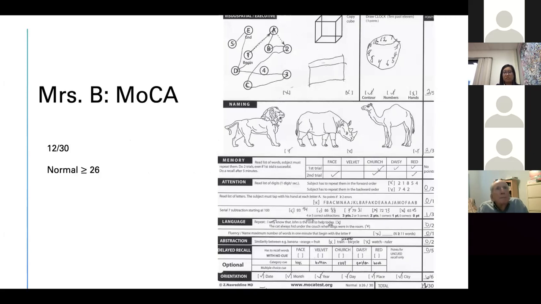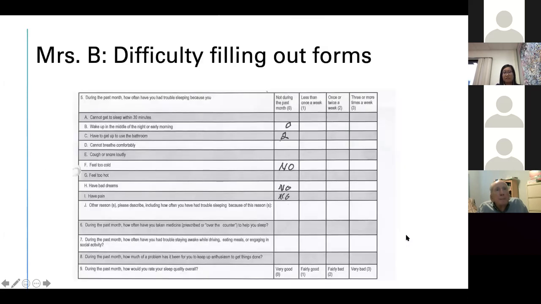She scored 12 out of 30. She really had deficits in all of the domains, particularly executive function, as well as delayed recall. She also had difficulty understanding how to fill out forms properly. For this form, she just needed to indicate a check mark, but she started writing 0, 2, no, no, no. So her understanding of instructions, especially if they were complicated, was limited.